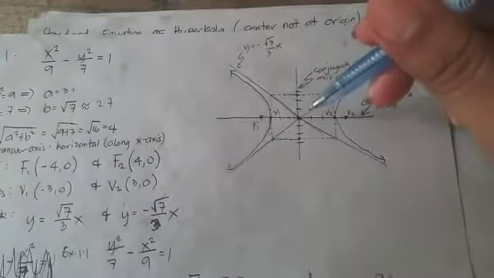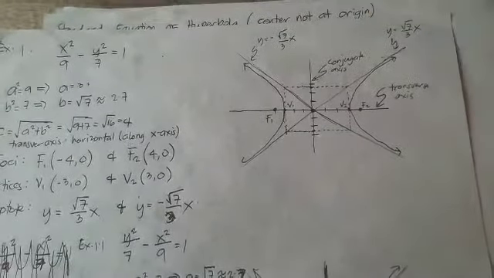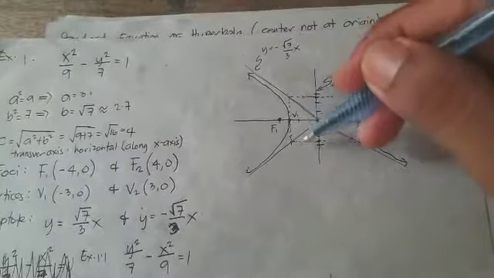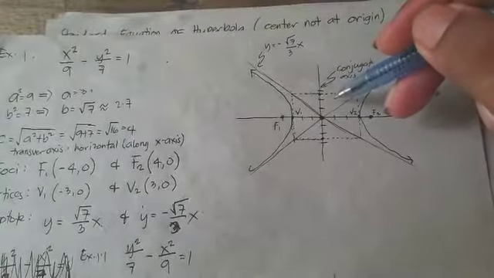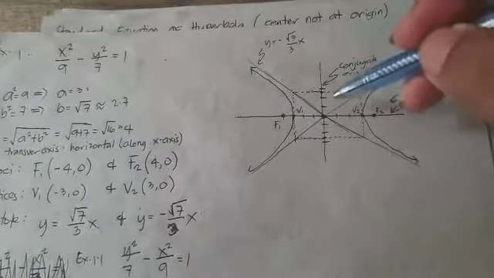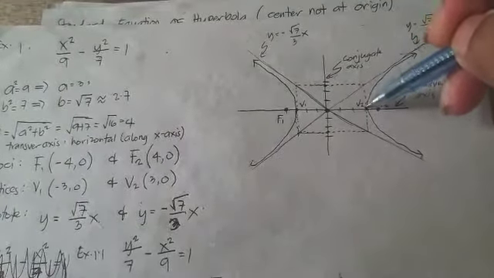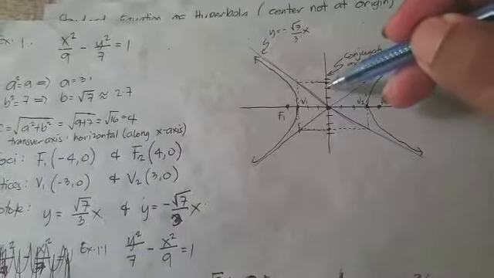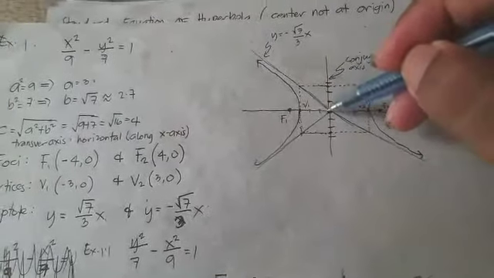Now, how to graph the hyperbola? The first thing we do is locate A and B to make it easier. We will make what we call the auxiliary rectangle. To make this rectangle, we locate A first. A is 1, 2, 3. And B is 2.7. 1, 2.7. The same below, 1, 2.7. And A here.